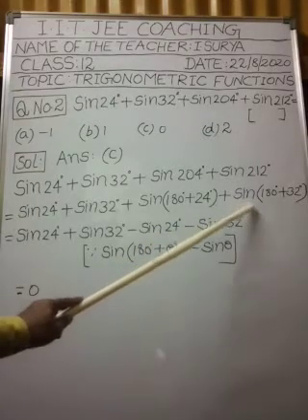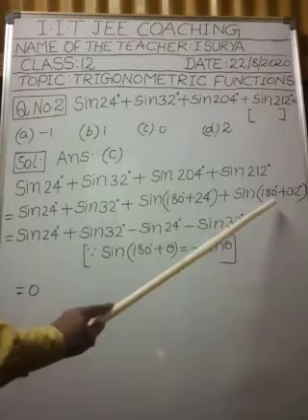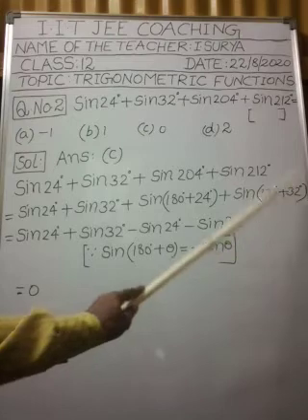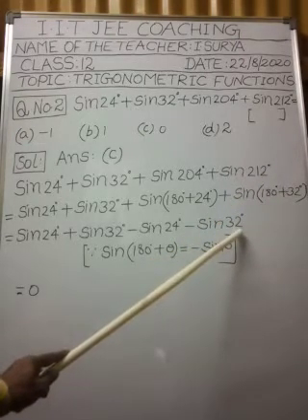Right. Now come to the fourth term. This is also in the form of sin(180 degrees plus theta). So theta is here 32 degrees. So minus sin 32 degrees. Understood this fourth term, my dear children?